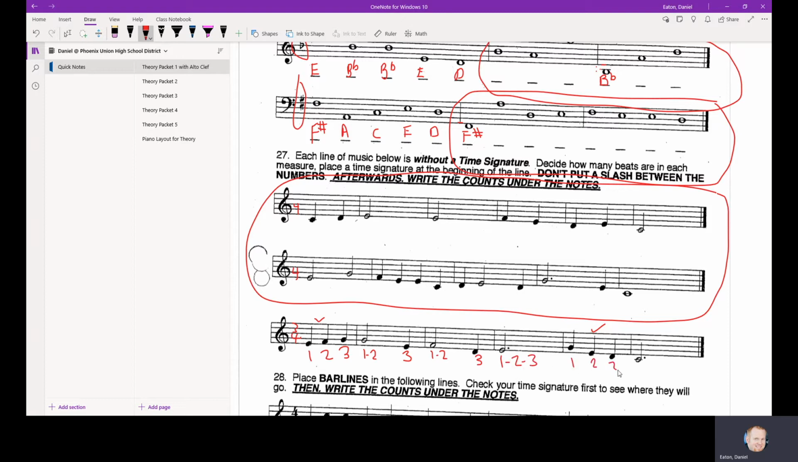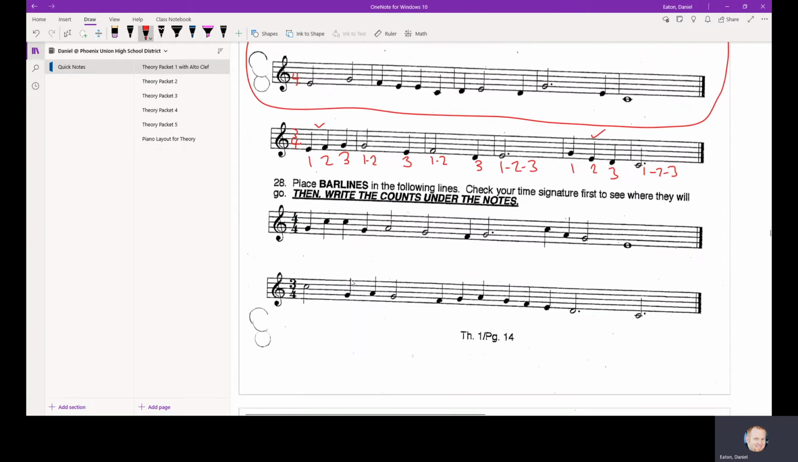But this is what it's asking you to do to complete this example. Again, I'm adding dashes in here because I want those 2 numbers to be connected. It makes it more obvious in my mind. So I'm in 3/4. Here's the counts below it. Best way to figure it out is to find a measure of just quarter notes, and that'll literally tell you what the time signature is. How many quarter notes are there? 3. It's in 3/4.